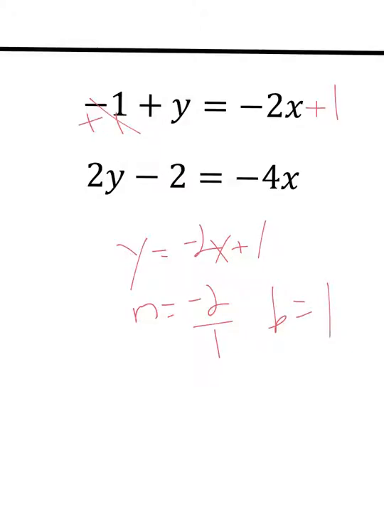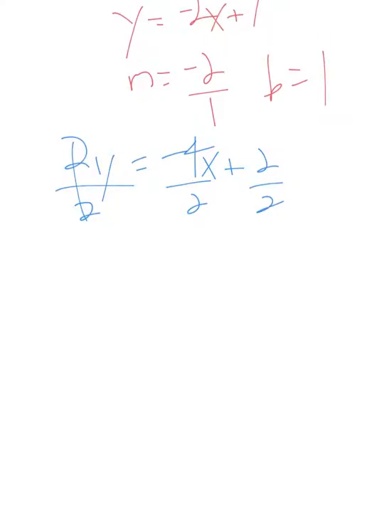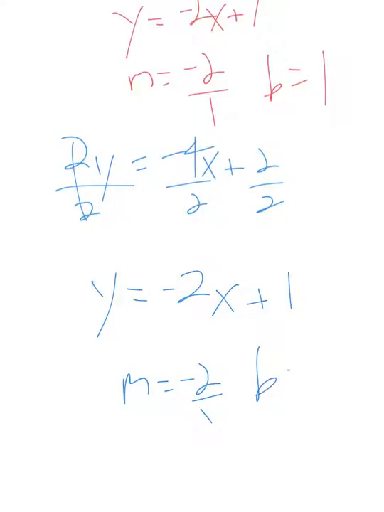And then this one, let's see here, I can add 2 to the other side, and I'm out of room. So 2y equals -4x plus 2. So that means I should divide everything by 2. And I'm going to end up with y equals -4/2 is -2, and 2/2 is 1, so -2x plus 1. So I have a slope of -2/1 and a y-intercept of 1.